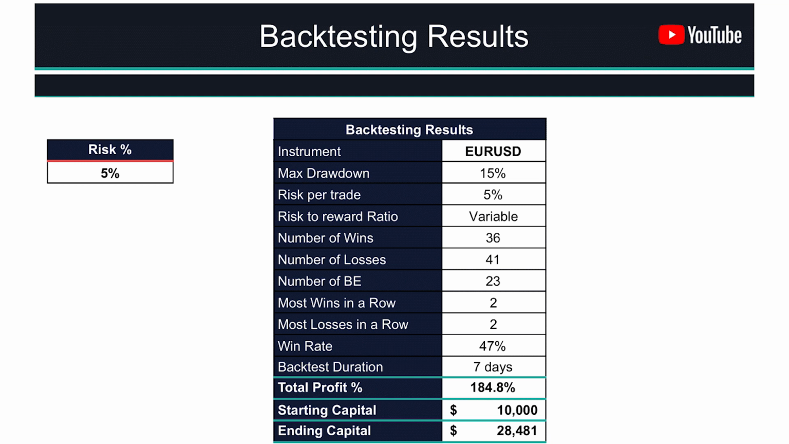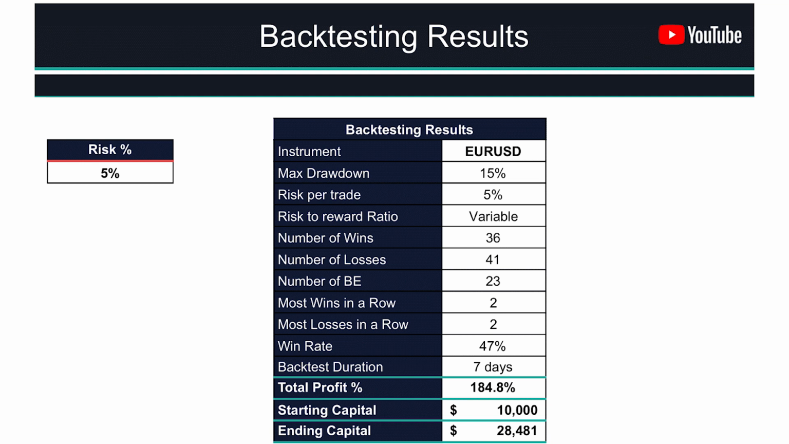So there you go, guys, the results of the strategy on Euro USD using the currency strength indicator. We had a maximum drawdown of 15% while risking 5% per trade with a variable risk to reward ratio. We had 36 wins, 41 losses, and 23 break-even trades with a maximum of 2 wins in a row and 2 losses in a row.